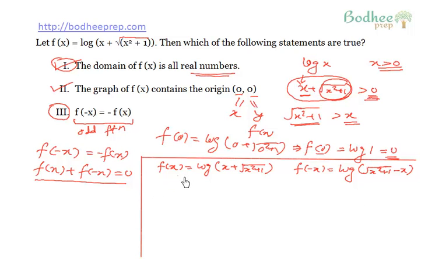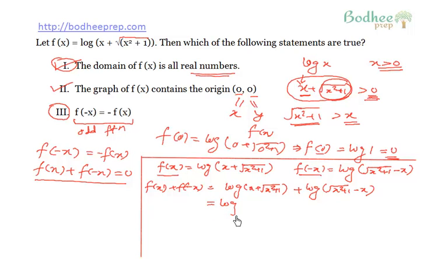Now let me add these two functions, f of x and f of minus x. If I add, I'll get f of x plus f of minus x equal to log of (x plus under root of x square plus 1) plus log of (under root of x square plus 1 minus x). We know that log of m plus log of n is log of m into n. So further I can simplify it as log of (x plus under root of x square plus 1) into (under root of x square plus 1 minus x).